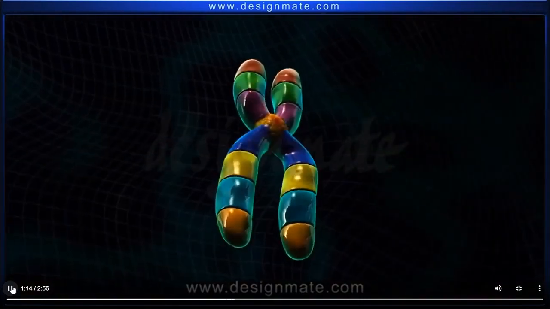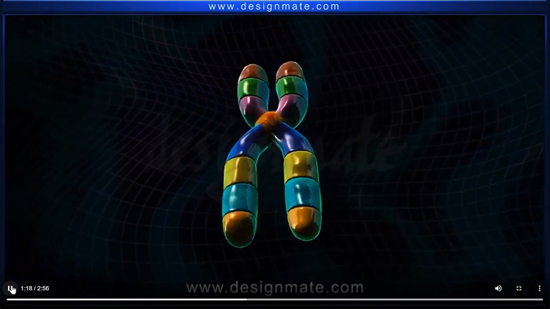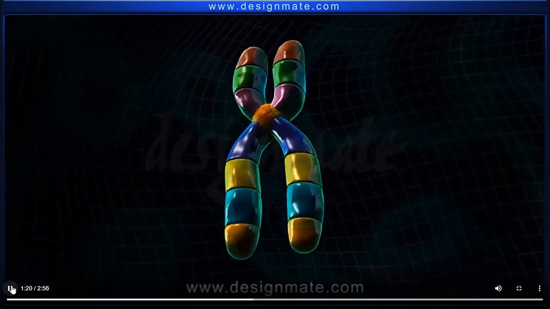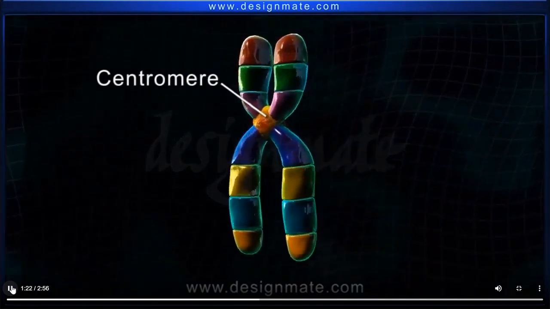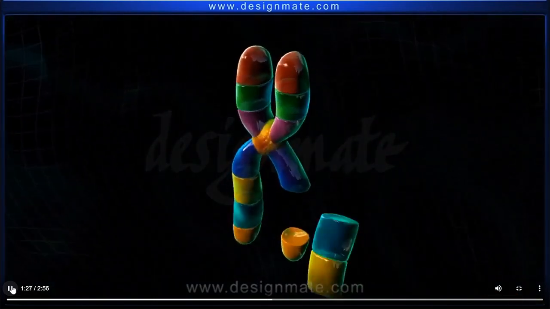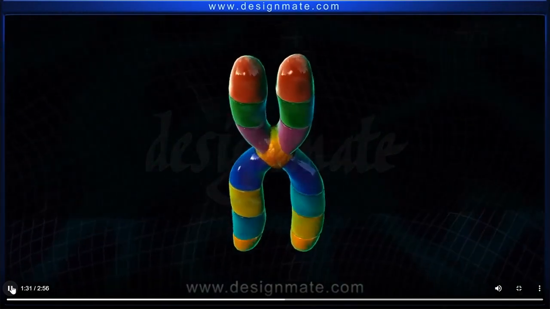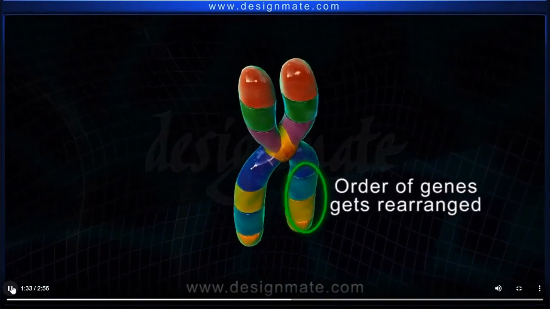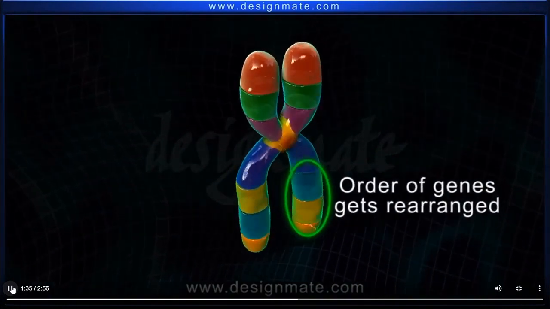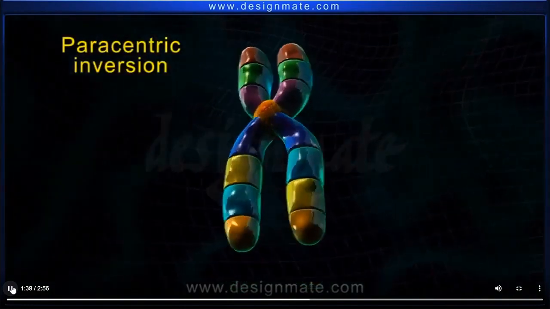In another type of mutation, a portion of the chromatid breaks at 2 points, excluding the centromere. This fragment rotates by 180 degrees and gets reincorporated. Thus, the order of the genes is rearranged in the mutant chromosome. This type of mutation is called paracentric inversion.